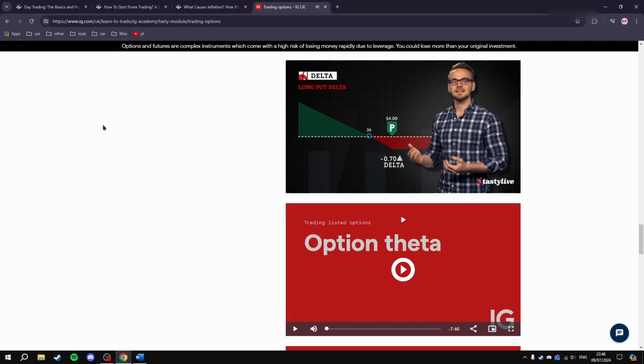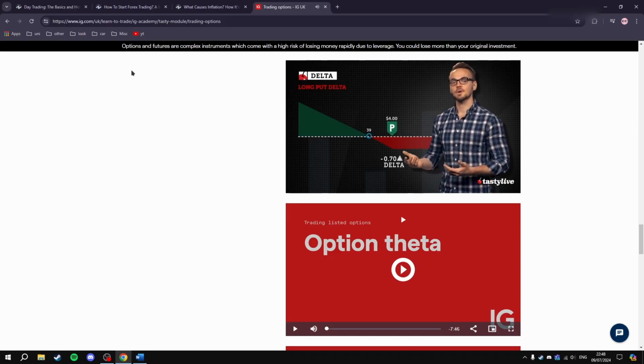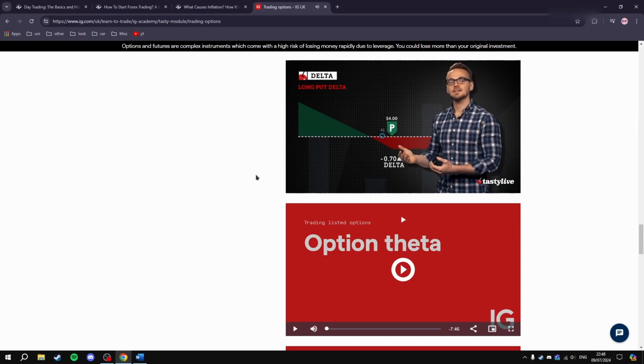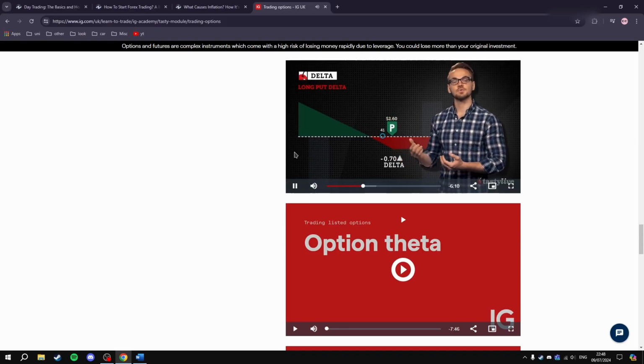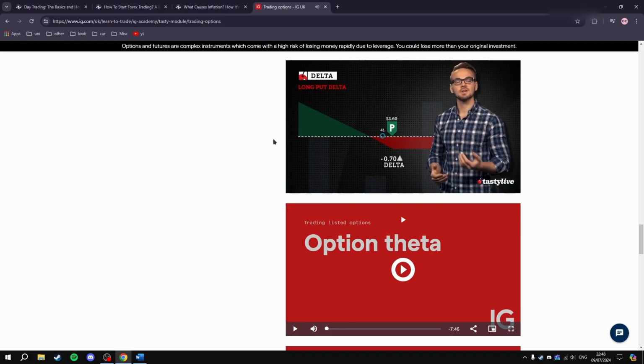If the option has a negative 70 delta, for every dollar down move in the stock price, the option will increase by 70 cents. This $3.30 option would increase in value to $4 with a $1 sell-off in the stock price. If the stock rallies to 41, the option would drop in value to 2.60, all else equal. If you understand this, understanding the short side of options and their delta exposures should be pretty simple.